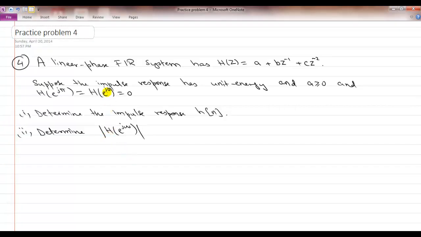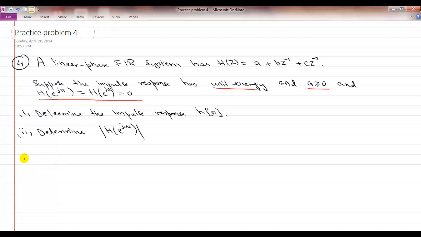Okay, let's move on to the next problem. It says a linear phase FIR system has this Z transform, and its impulse response has unit energy. A is greater than or equal to 0, and these conditions are satisfied. And it says determine the impulse response h[n]. You are not given A, B, and C. You are supposed to find those.